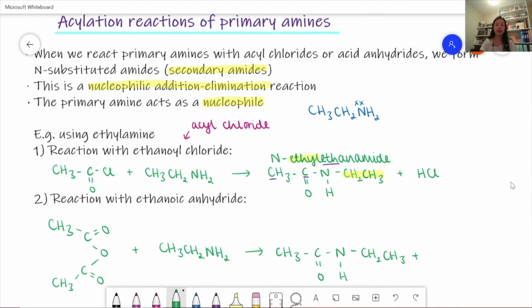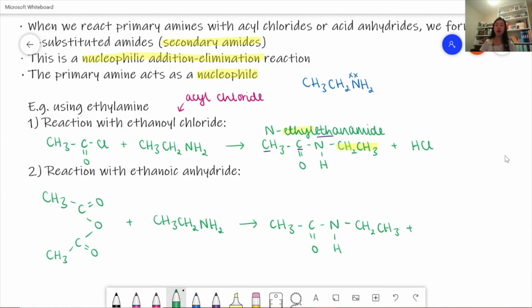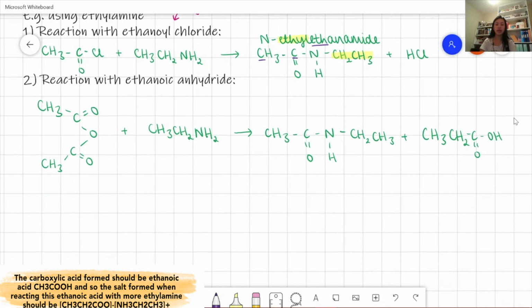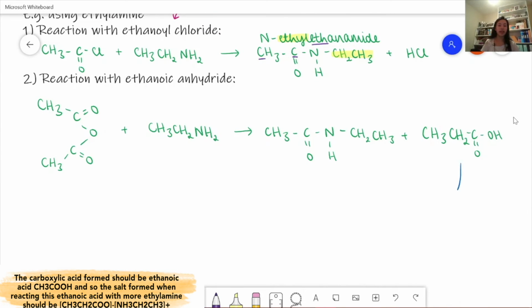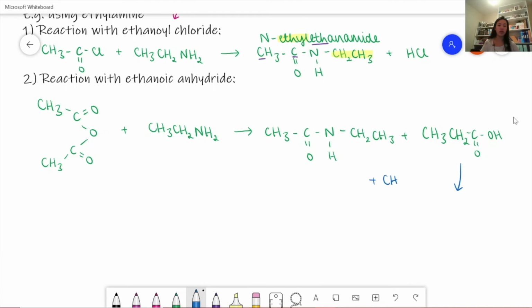And then now what we need to remember is that the carboxylic acid which is formed, which would be this CH3CH2, C double bond O, OH, this actually reacts with another amine, so another primary amine. So what we get here is plus another one of this ethylamine, CH3CH2COO minus, and then NH3 plus, CH2 and CH3. So we get this salt.